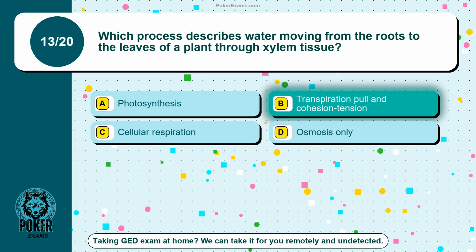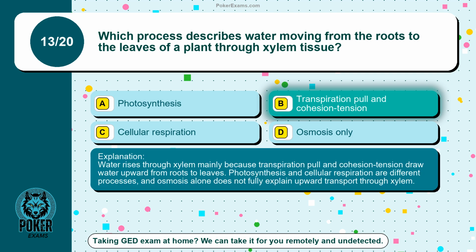The correct answer is option B. Transpiration pull and cohesion tension. Water rises through xylem mainly because transpiration pull and cohesion tension draw water upward from roots to leaves. Photosynthesis and cellular respiration are different processes, and osmosis alone does not fully explain upward transport through xylem.